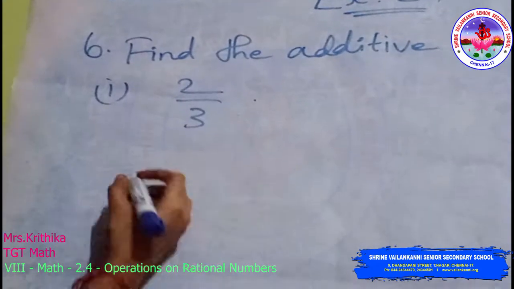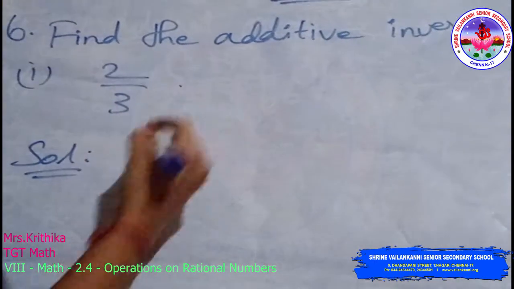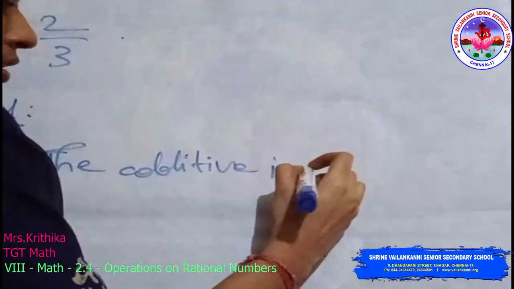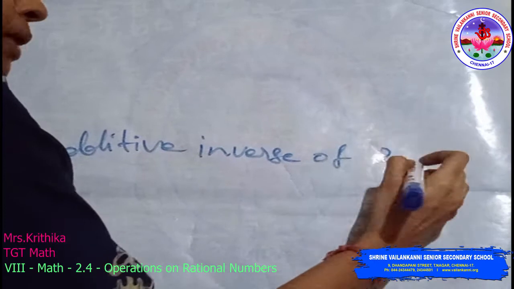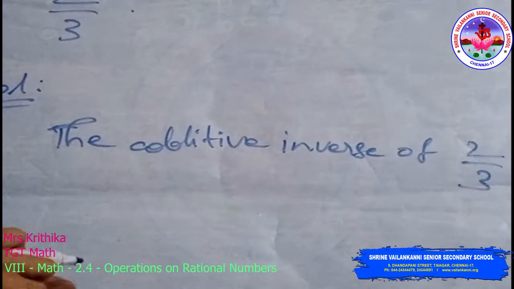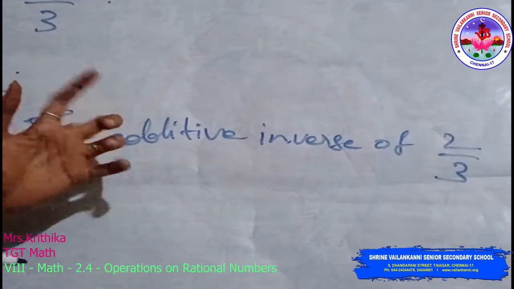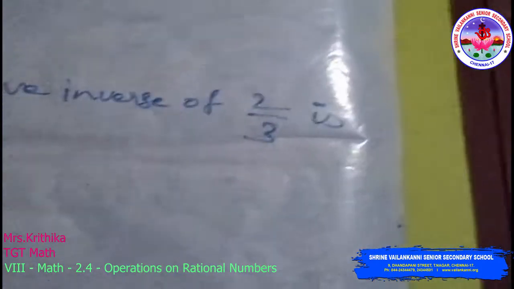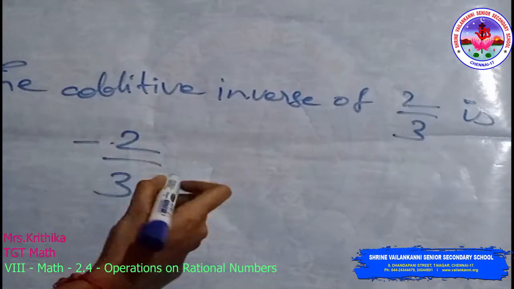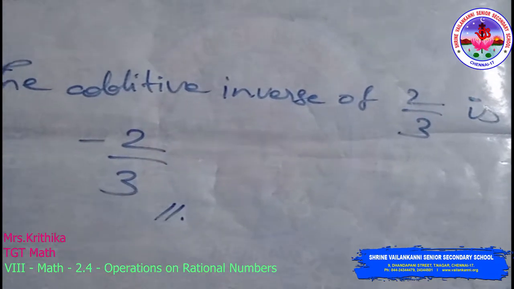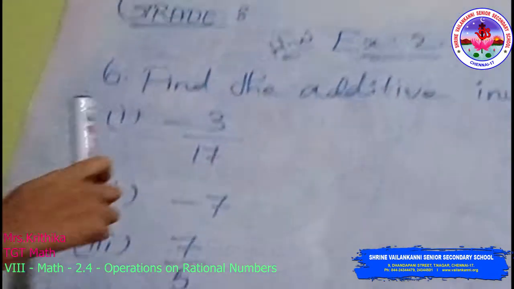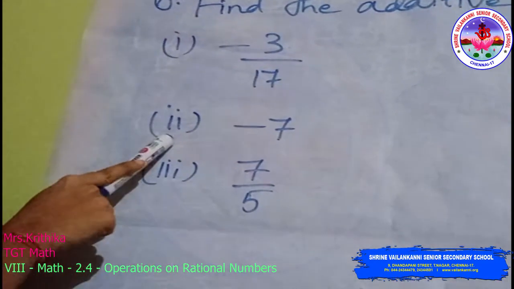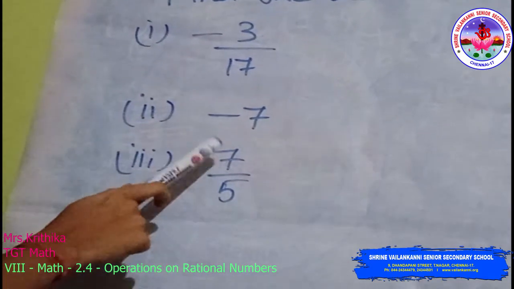The first one is 2 by 3. Solution: the additive inverse of 2 by 3. What is the additive inverse? Additive inverse means the positive value is changed to a negative value, and the negative value is changed to a positive value. Here 2 by 3 is a positive value, so it changes to negative 2 by 3. That is the answer. Homework sum, sixth question. Find the additive inverse. First one is negative 3 by 17. Second, negative 7. Third, 7 by 5.